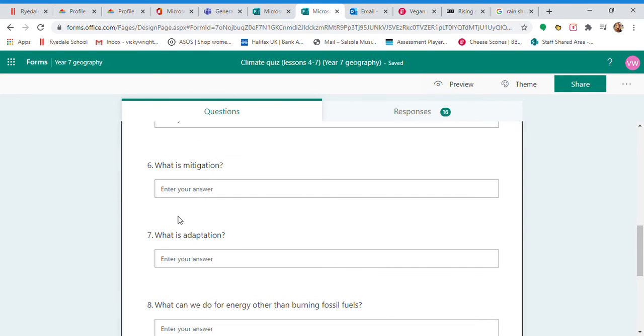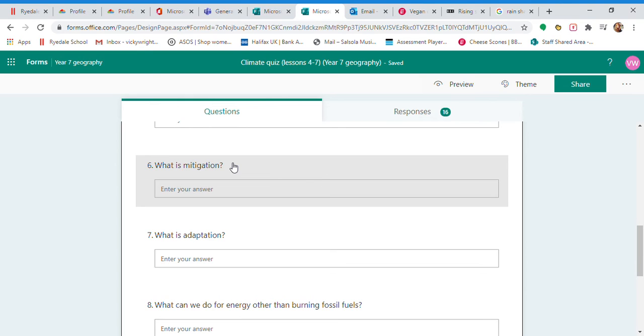So mitigation and adaptation are all about managing climate change. Mitigation is trying to reduce the amount of greenhouse gases that are being released, or trying to trap and bring some back in that have already been released. So it's things like carbon capture, using renewable energy, so you're not burning fossil fuels to get your energy. Okay, they're the main ones.